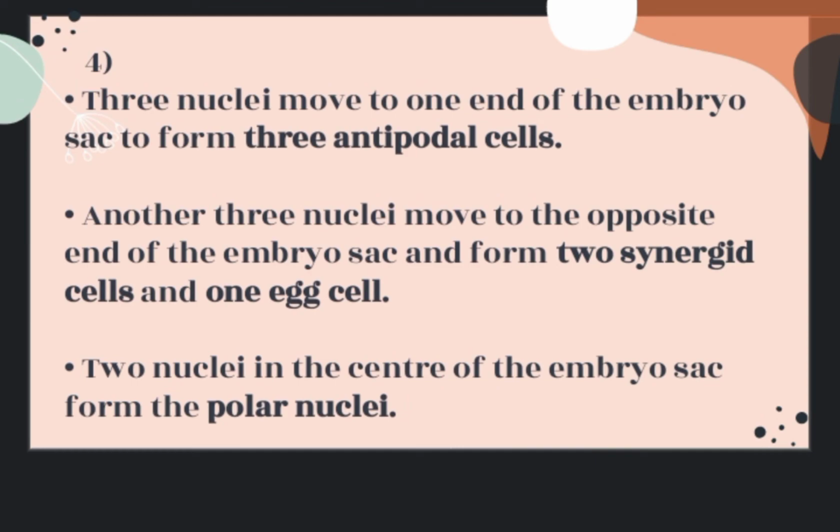And lastly, 3 nuclei move to the end of the embryo sac to form 3 antipodal cells. Another 3 nuclei move to the opposite end of the embryo sac and form 2 synergid cells and 1 egg cell. 2 nuclei in the center of the embryo sac form the polar nuclei.